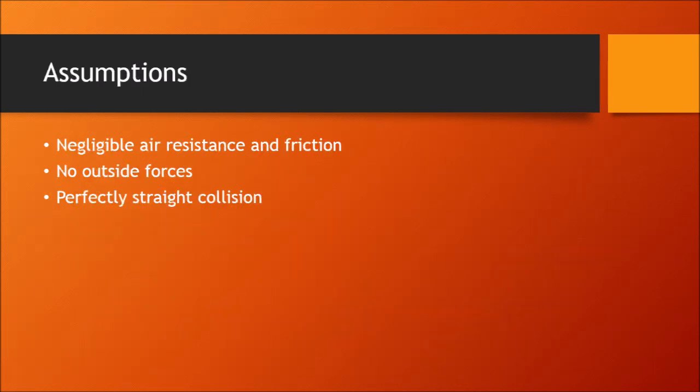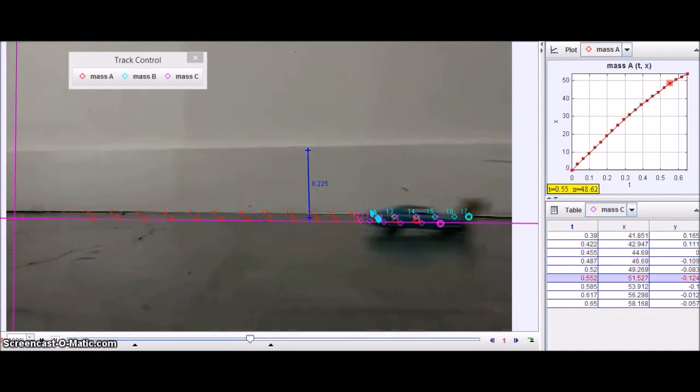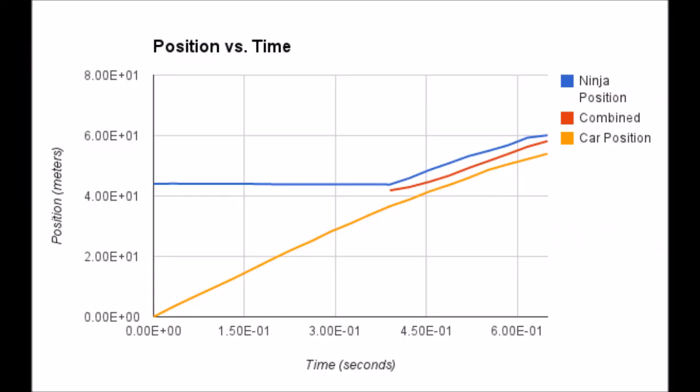Our assumptions were that the air resistance was negligible, there were no outside forces, no friction, and the collision was perfectly straight. We analyzed the video using Tracker and got the position data in this graph.